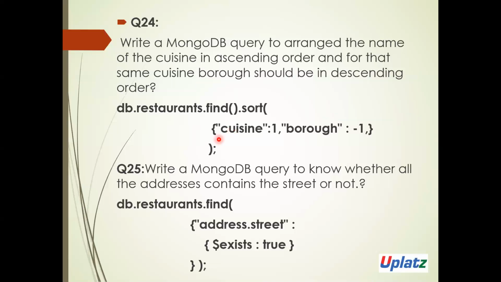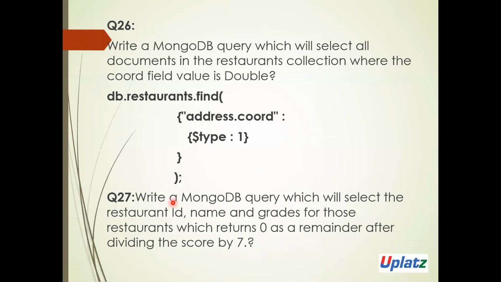The next question is: write a MongoDB query to know whether all the addresses contain the street or not. For this, you need to use the exists operator. It is true or false, whether it is there or not, it will return a Boolean. So I have mentioned true: db.restaurant.find address.street exists true. So it will give the result.